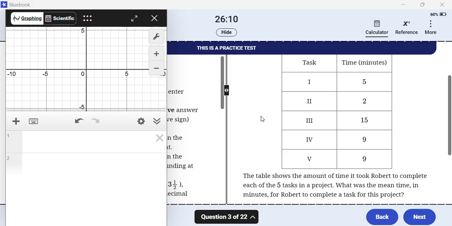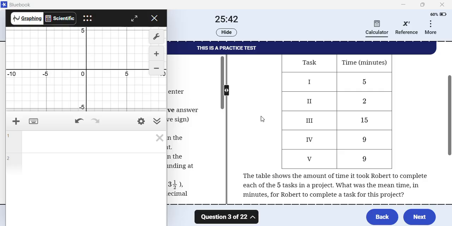So like if the data set was 4, 5, 6, 8, that's 1, 2, 3, 4 numbers, so it was 4. So we add 4, 5, 6, and 8, and then we divide it by how many numbers are in the data set, which in this case is 4.